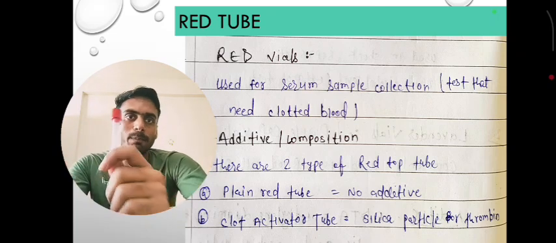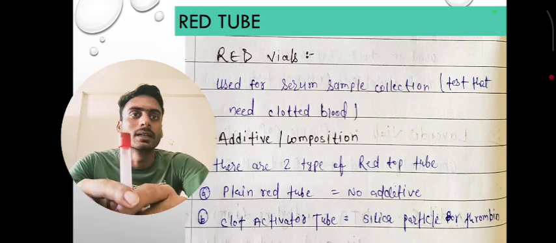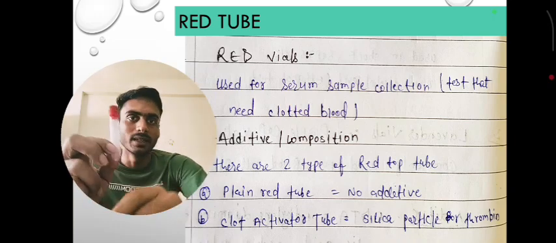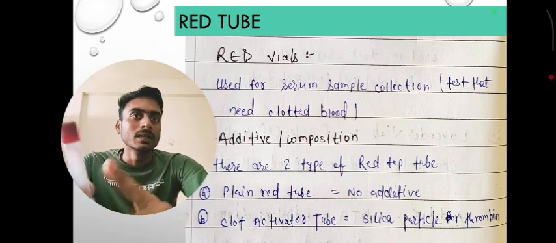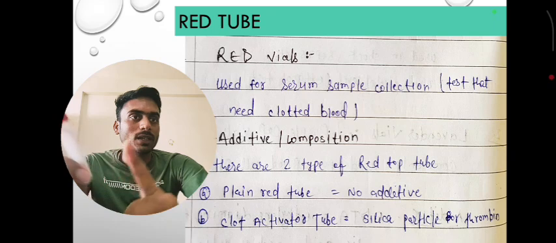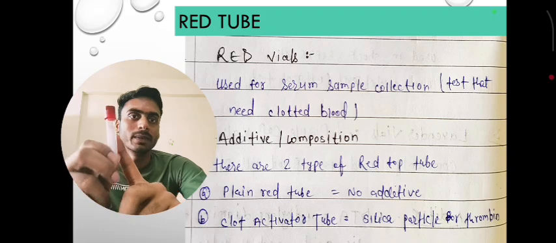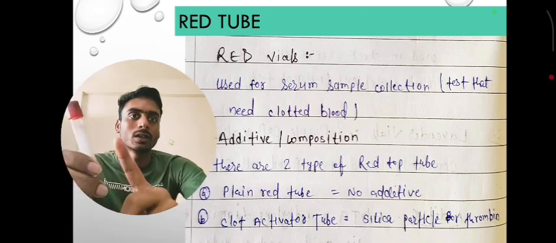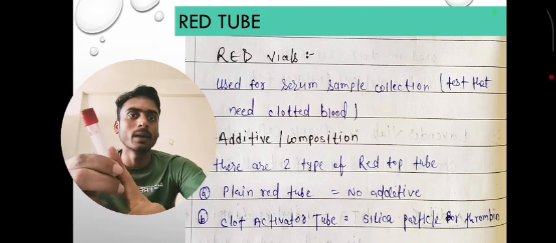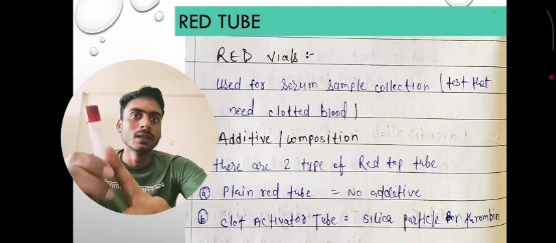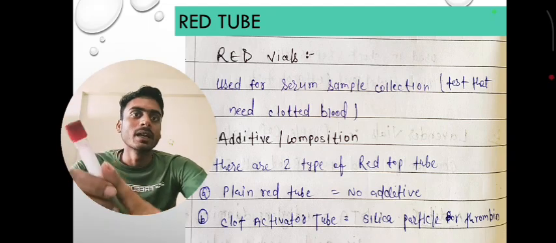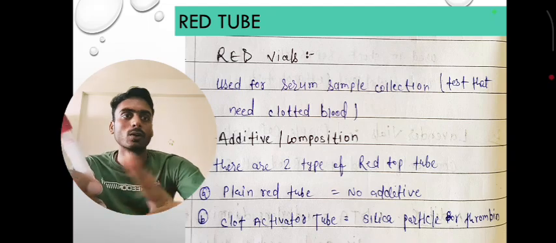This is the main tube. If you want various kinds of tests, you fill a red tube, used for serum sample collection. Now the additives or composition used in a red tube. Red tubes are mainly of two types, plain red tube or clot activator tube. The plain tube has no additives, please remember this for an MCQ. And the clot activator tube uses silica particles or thrombin.